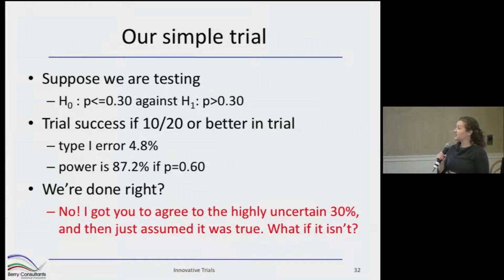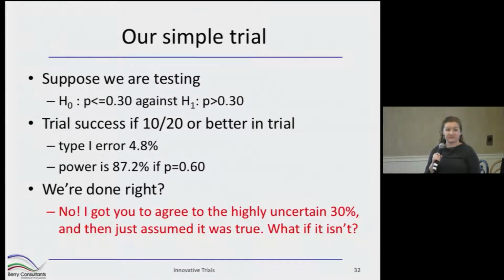And if we assume that our treatment has a 60% rate, and we're comparing to that 30% on the control, so we have a 30% improvement, this rule of 10 out of 20 successes gives us a power of 87.2%. All right, so we're done, right? We have over 80% power, we have a 5% type 1 error rate.